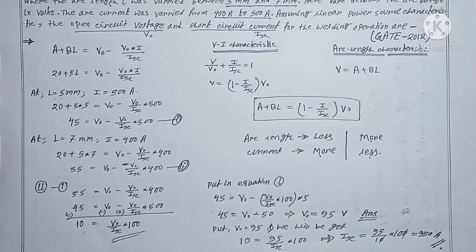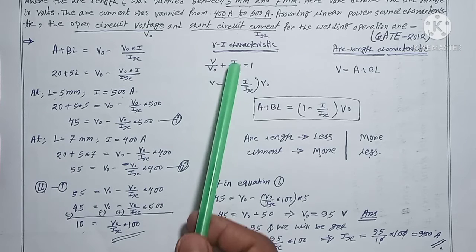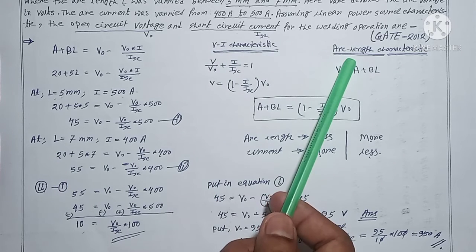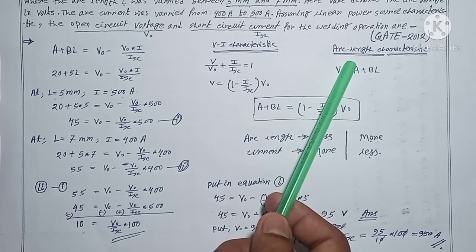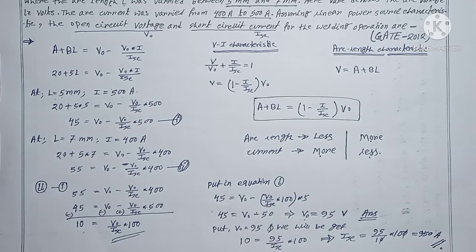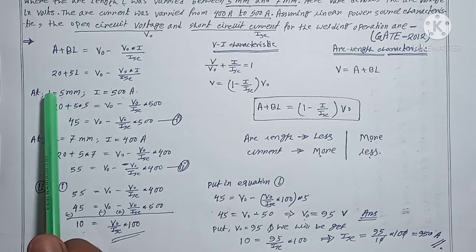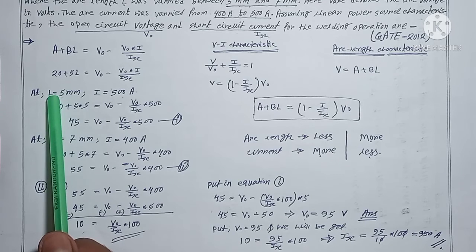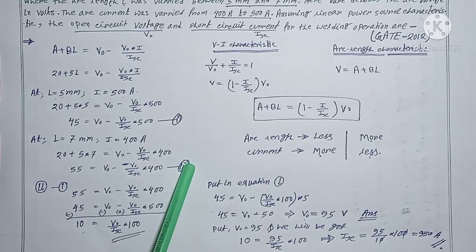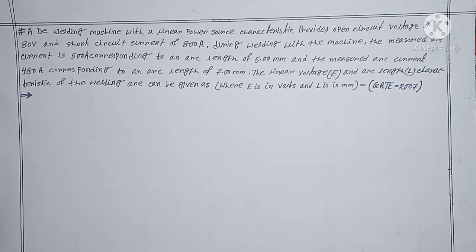So it is clear here. First thing, you have to equate the voltage from the VI characteristics and the arc length characteristics, meaning you have to assume the equilibrium condition. After equating these two corresponding to arc length, you have to find two equations, and then two equations, two unknowns. After solving the equations, you will get the answer. Solve the next question.